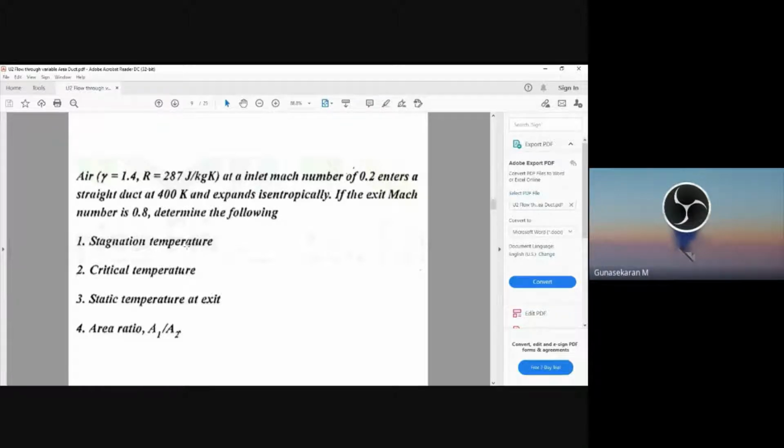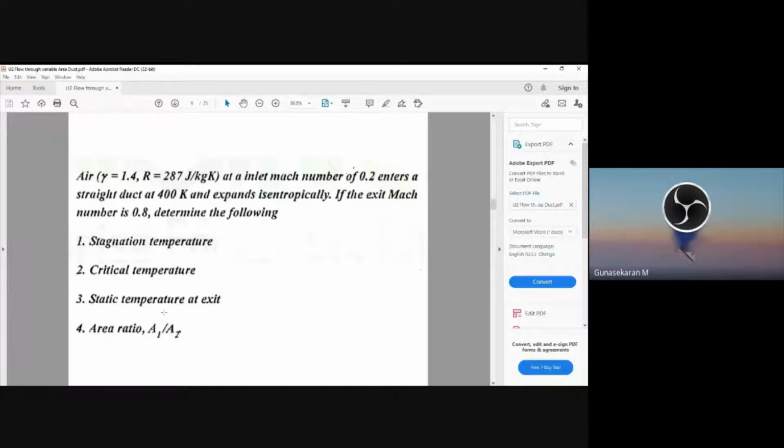Air at an inlet Mach number of 0.2 enters a straight duct at 400 Kelvin and expands isentropically. If the exit Mach number is 0.8, determine the following: stagnation temperature, critical temperature, static temperature at exit, and area ratio.